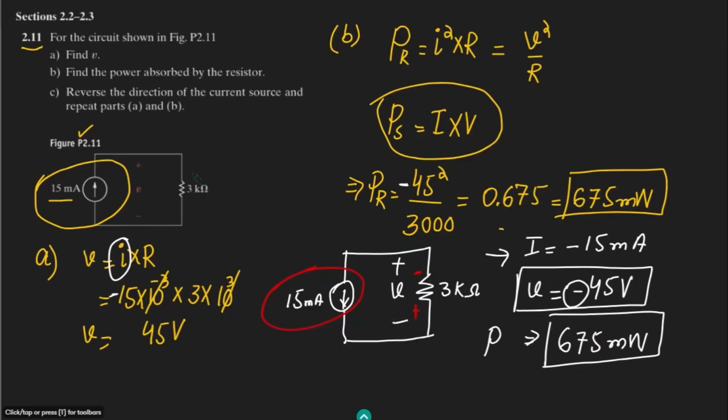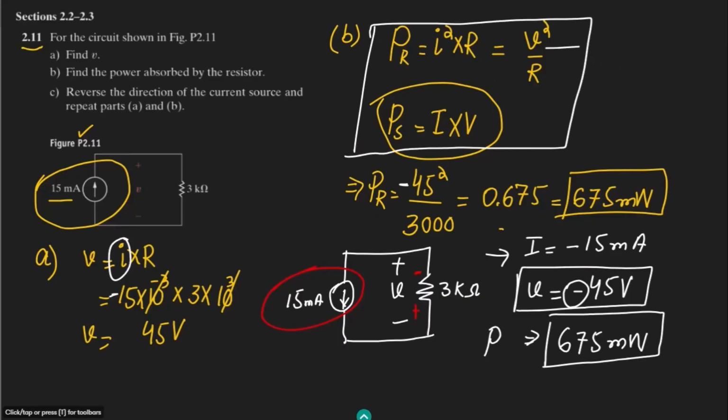So that's it for today, in which we have seen a very basic circuit and analyzed it by using Ohm's law and the formula for the power for the resistors, and for the sources as well.